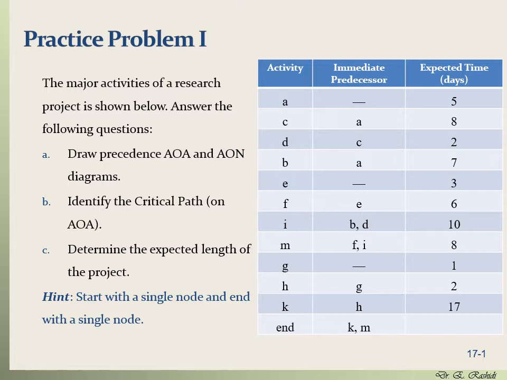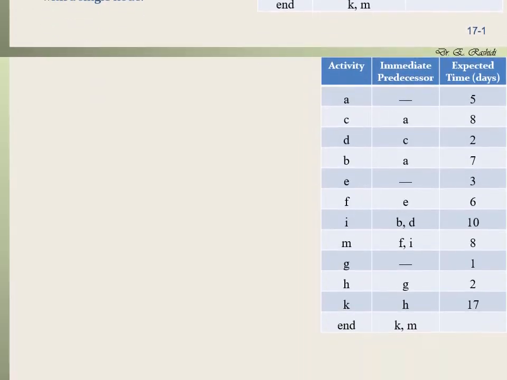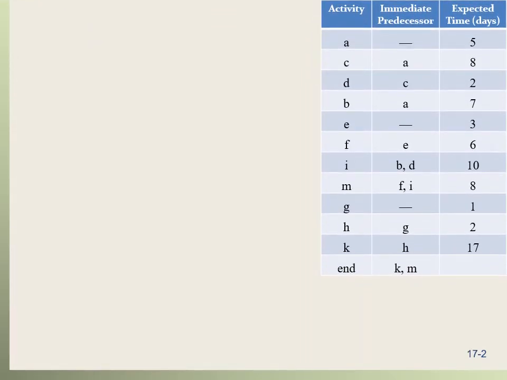So please pause here and try to answer these questions. Part A, Part B, and Part C. Draw the precedence diagrams, then identify the critical path, and then determine the length of the project. After you are done, come back to see the solution. We need to use the information given in this table to draw the AOA and AON diagrams.